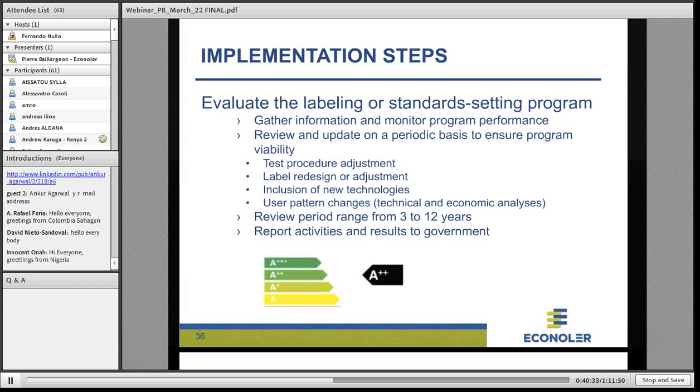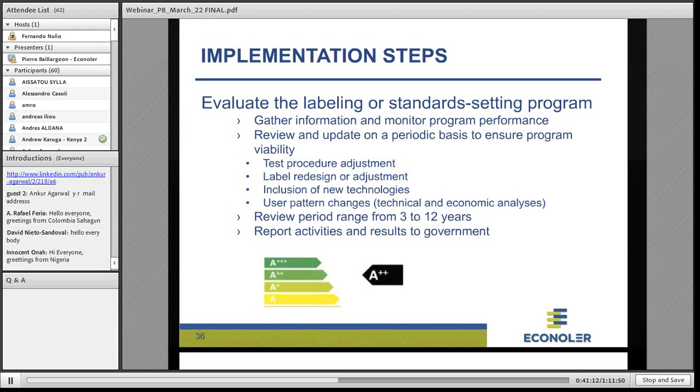Evaluation is the last step, and that's where you will get your feedback about the effectiveness of your program. So that means gathering information, monitoring program performance. I already mentioned a couple of times that market research, so monitoring the shift in the market proportions of different classes of product efficiency in the market, is quite important. But also the reaction from the population, the reaction from the manufacturers, all this must be factored into your analysis of program effectiveness.